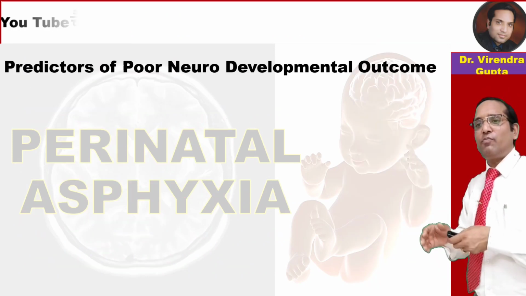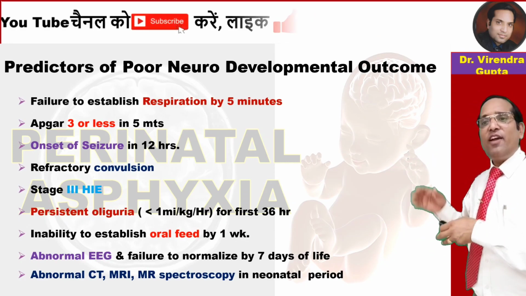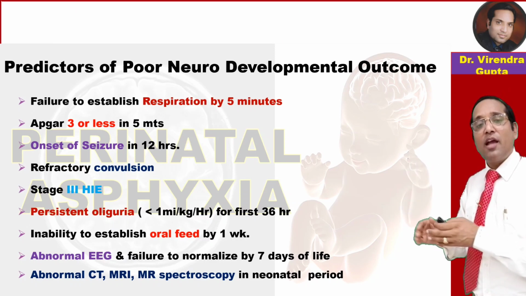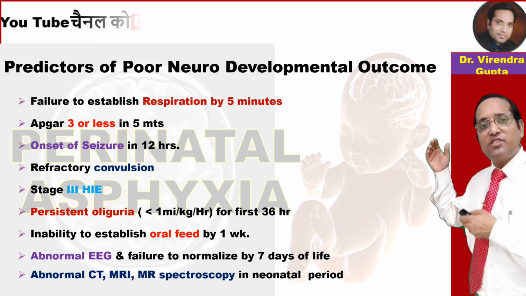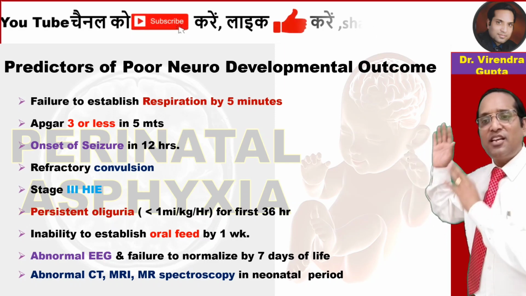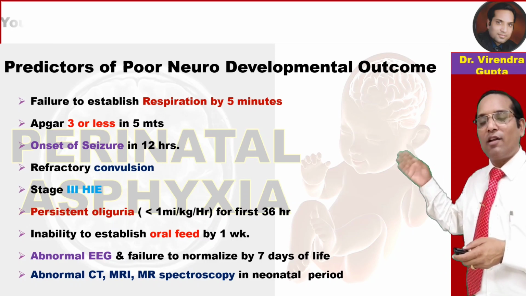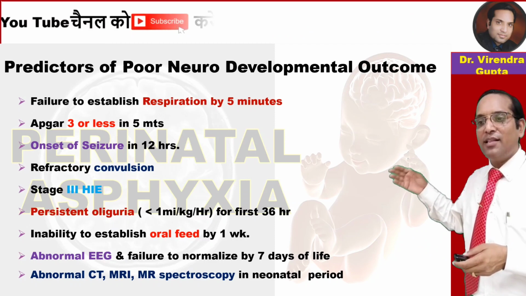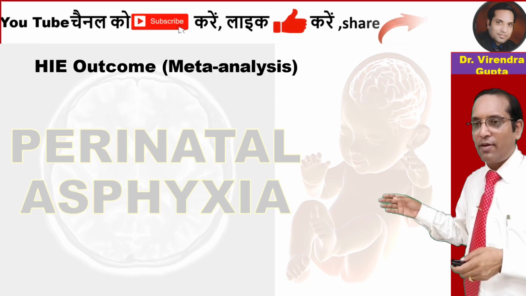So guys, the poor neurodevelopmental outcome predictors are: failure to establish respiration by 5 minutes after birth, or APGAR of 3 or less at 5 minutes, onset of seizure within 12 hours, refractory convulsions, stage 3 HIE, persistent oliguria, and inability to establish oral feeding by 1 week, abnormal EEG that fails to normalize by 7 days of life, and abnormal CT, MRI or MR spectroscopy may be found.